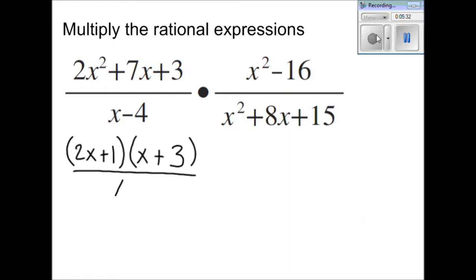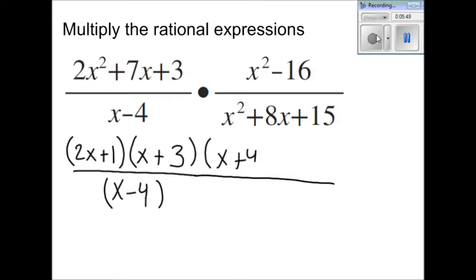Now on the bottom I have x minus 4. And I'm going to put this in parentheses. Now, because it's multiplication, we can go ahead and multiply straight across, meaning we can put the numerators together, put the denominators together. So x squared minus 16, that's a difference of squares. So it's x plus 4 and x minus 4.